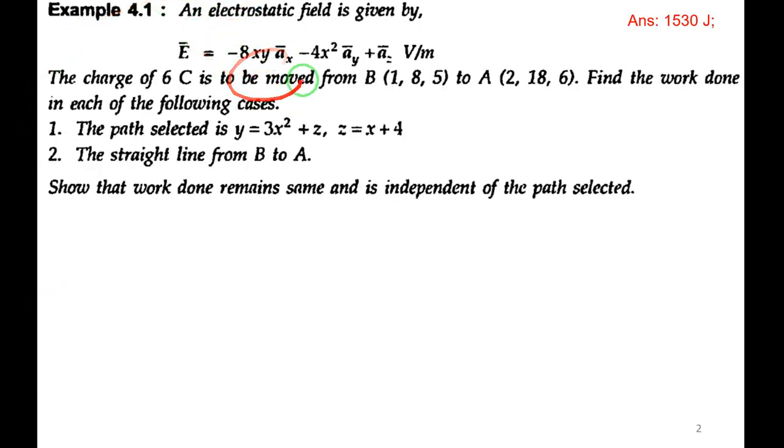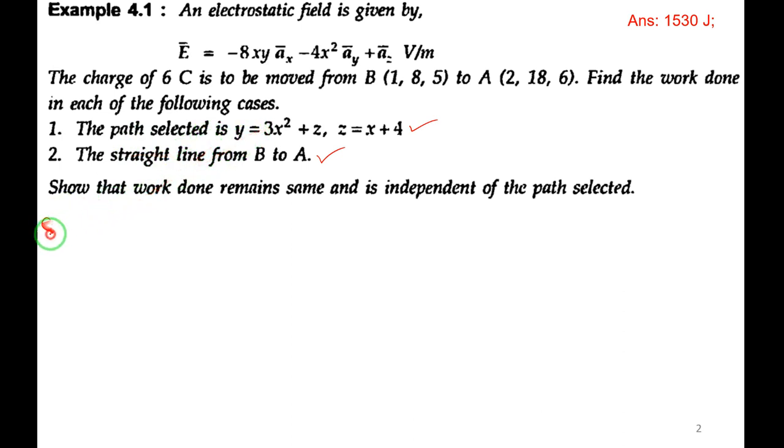In the last class, I gave this problem as homework, but most of the people have queries or doubts regarding this, so I will solve it. An electrostatic field E is given. A charge of 6 coulomb is moved from B to A, initial point to final point. Find the work done in each of the following cases. Case 1, the path selected is y equal to 3x square plus z, where z is equal to x plus 4. Then the second path is a straight line from B to A. And show that the work done remains the same and is independent of the path selected. Whether it is path 1 or path 2, the work done remains the same. That we have to prove.